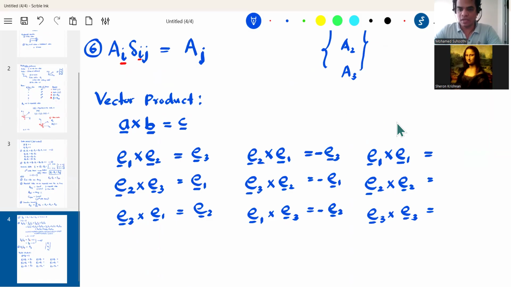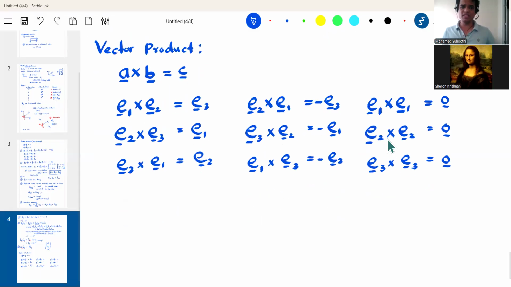Again, we discussed that for dot products, scalar products, you get 1. Here, because they are perpendicular to each other, by definition we will get 0. Again, this is a vector, the 0 vector. So this is the definition of the cross product.